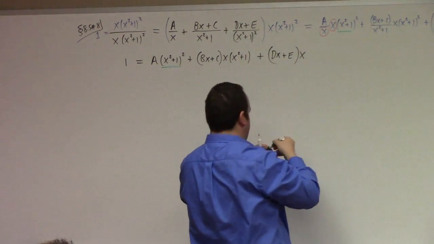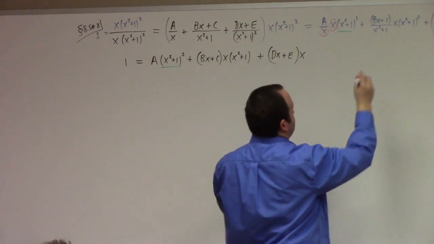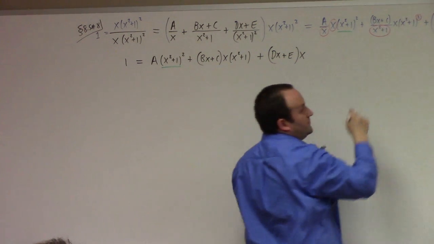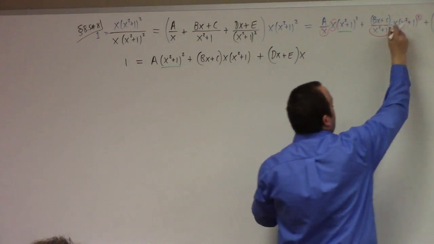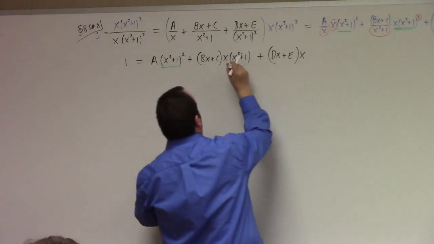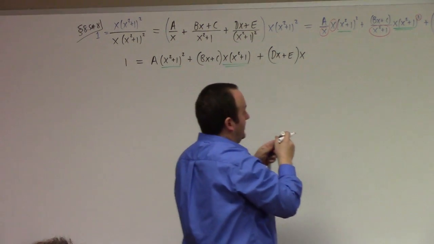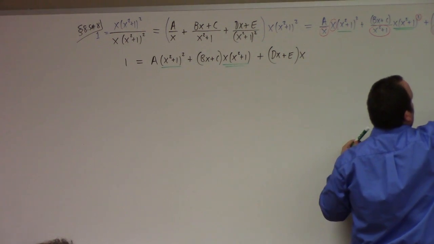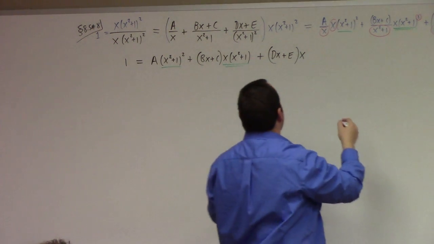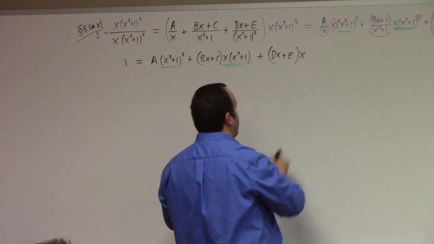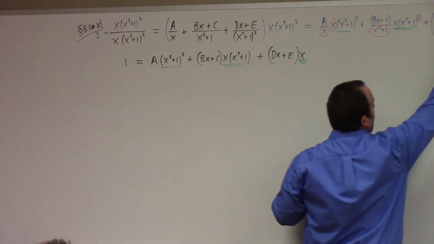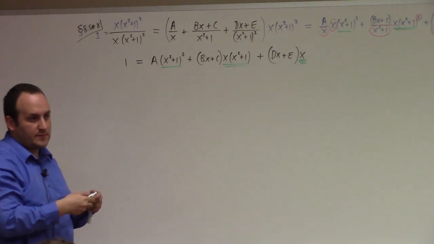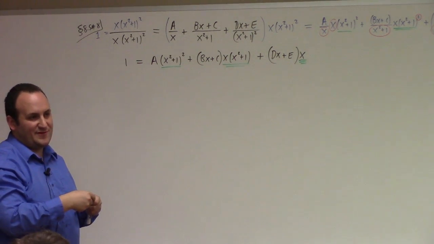Now this one, what cancels? Right, so we could kind of think of that as canceling that 2. So we're just left with these guys, which is what I wrote over here. And then this one. Exactly, the whole thing cancels and we're just left with the x. But that wasn't your question, was it?